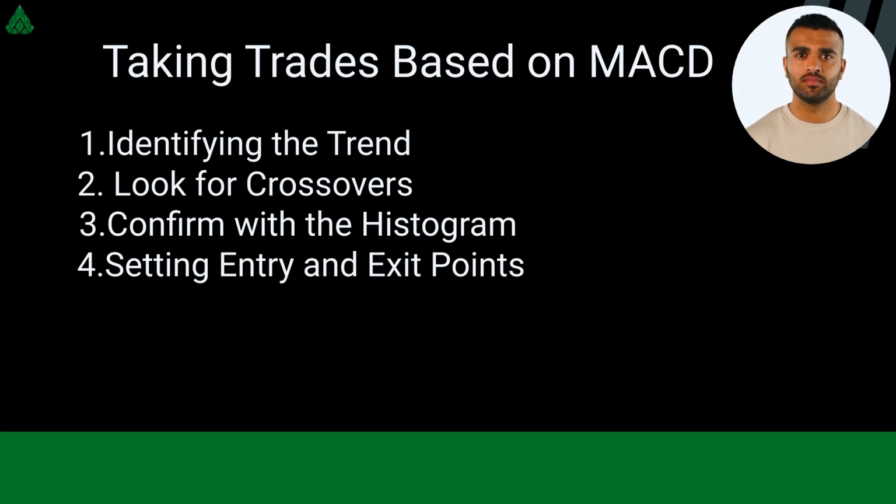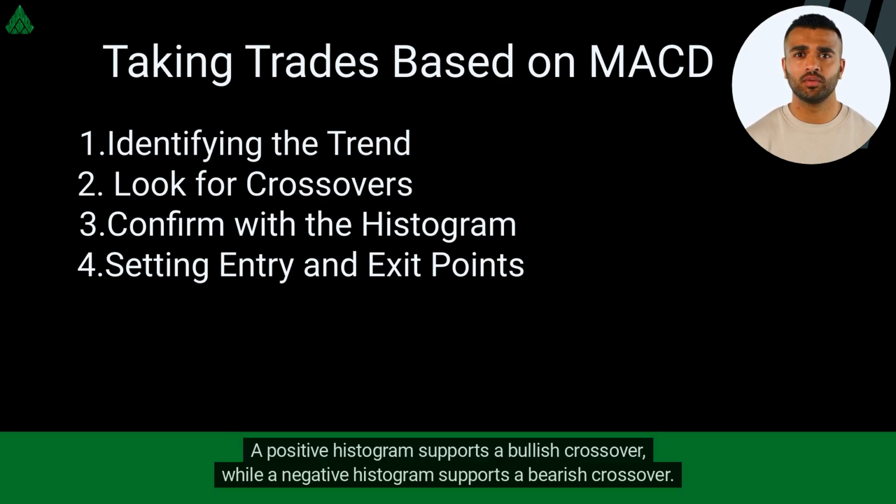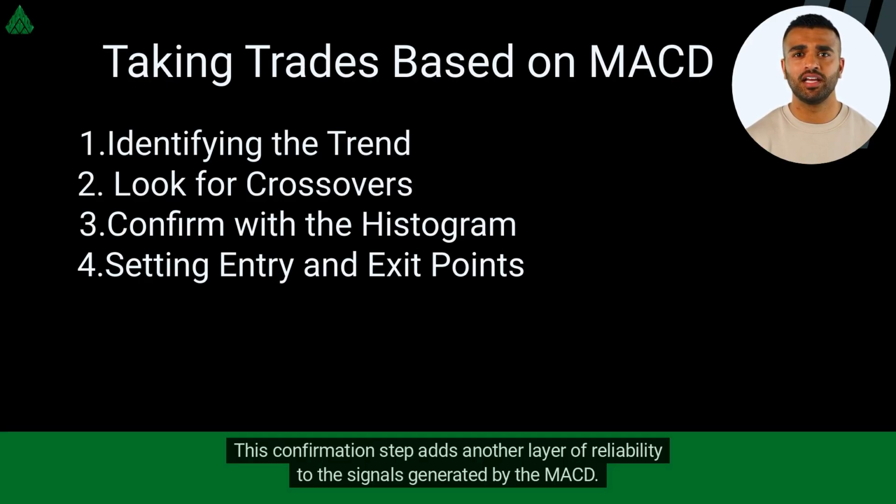Confirming with the histogram. Confirming these signals with the histogram is crucial. A positive histogram supports a bullish crossover, while a negative histogram supports a bearish crossover. This confirmation step adds another layer of reliability to the signals generated by the MACD.